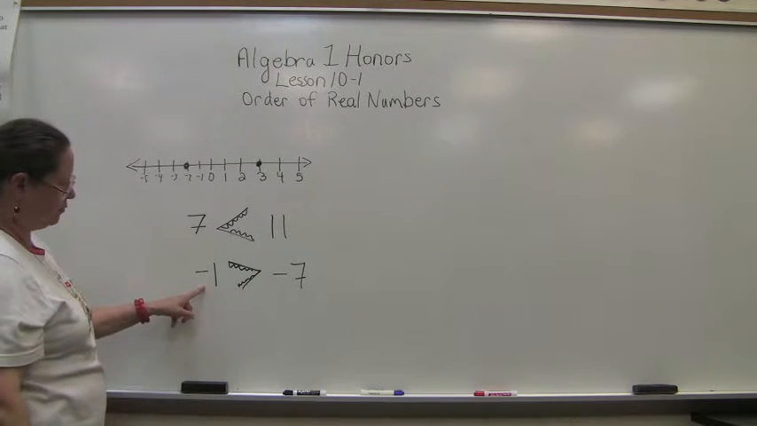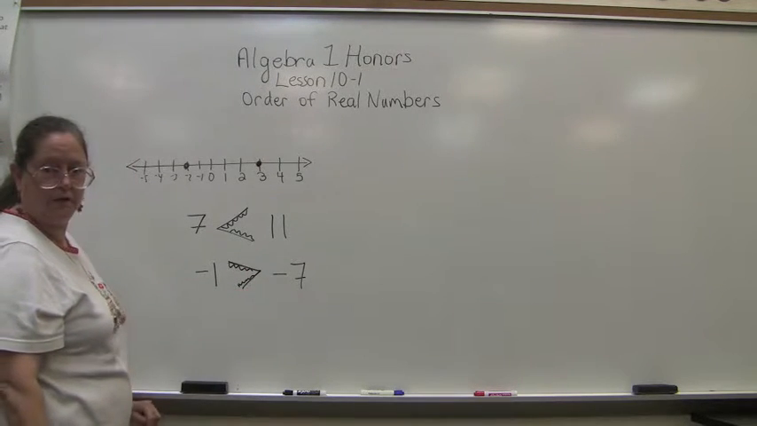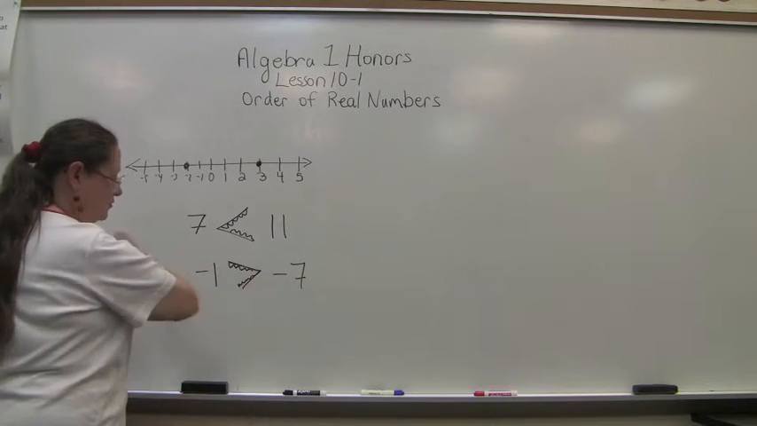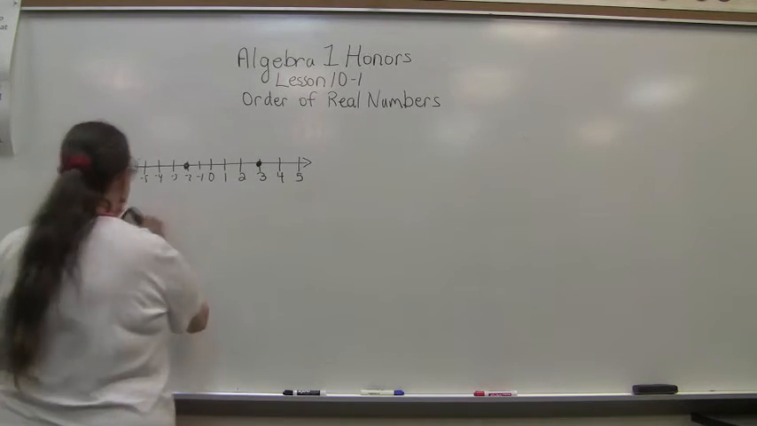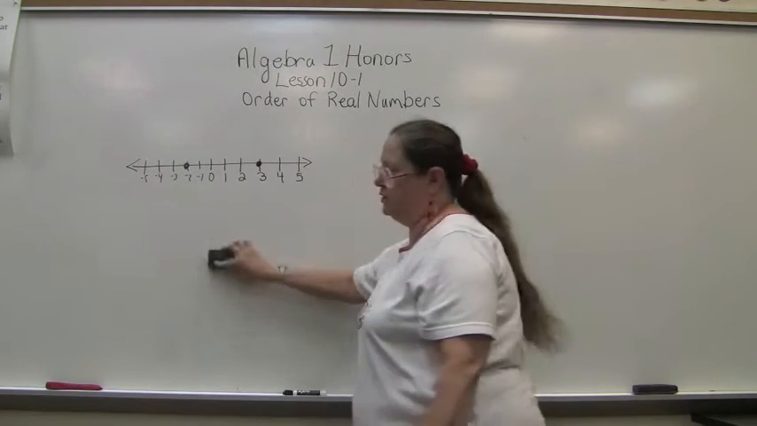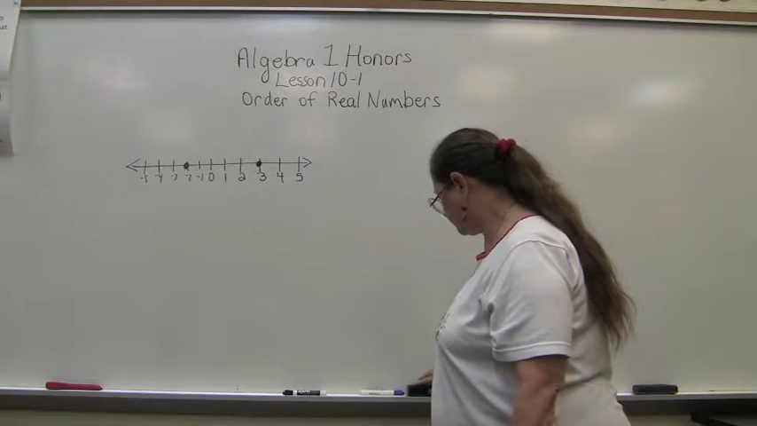So that says -1 is greater than -7. The alligator always eats the bigger number. All right. Now, what else is in this chapter?